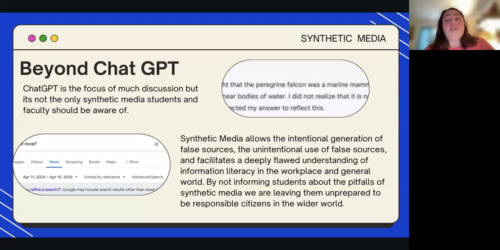ChatGPT can generate what in synthetic media is called a hallucination, which I think is a really nice word for a lie. In ChatGPT, a hallucination is the unintentional generation of false sources. If students don't know to double check these sources, it can facilitate a deeply flawed understanding of information literacy, and this extends to the workplace and then extends to the general world.